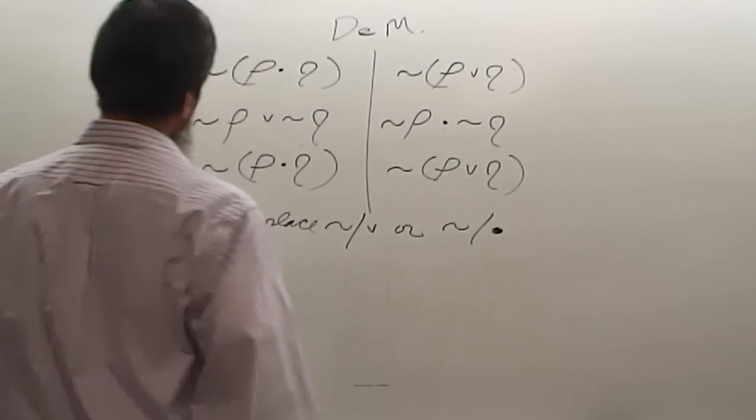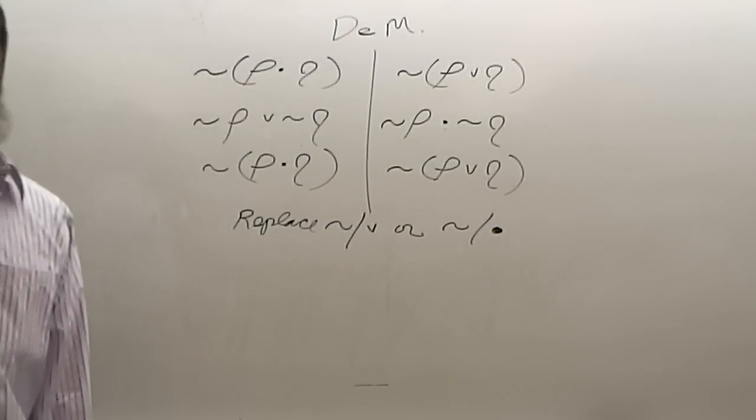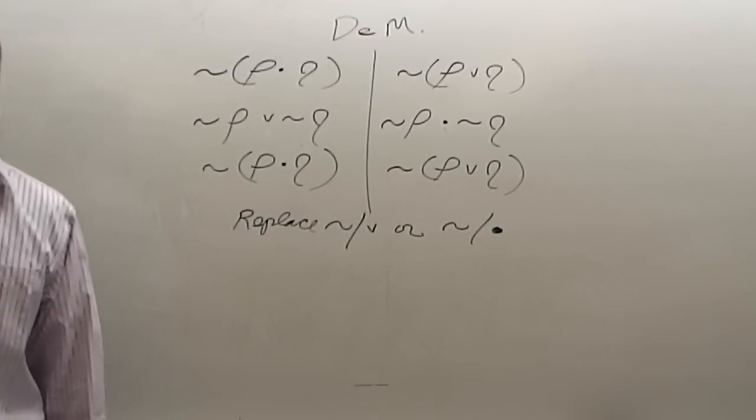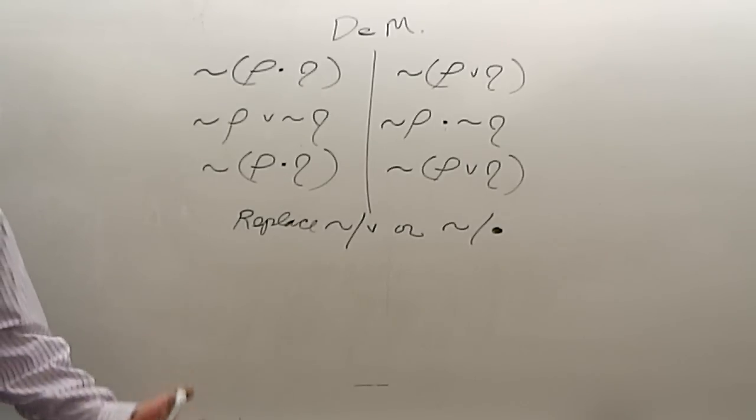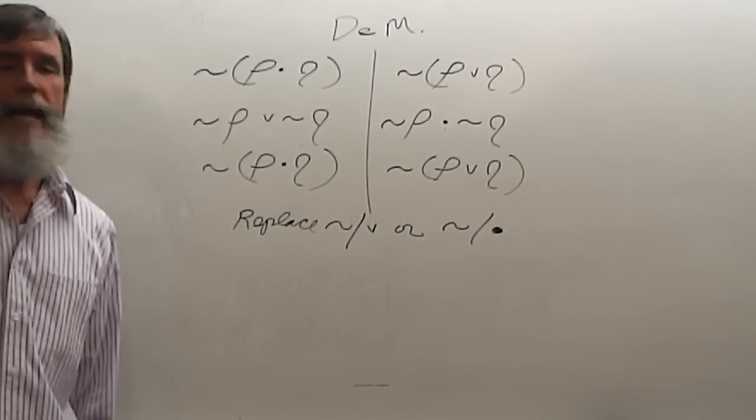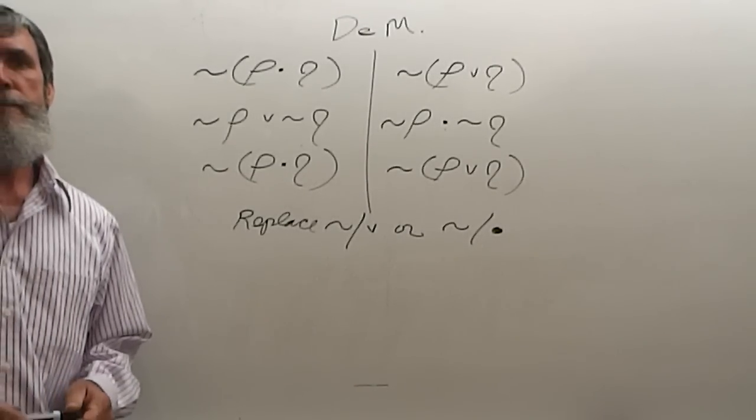Well, why would we want to replace them? We have a wedge and we need a curl for disjunctive syllogism or modus tollens. If we have a curl that looks like that and we need a wedge for a constructive dilemma, we're swapping out symbols, swapping out compound statements.